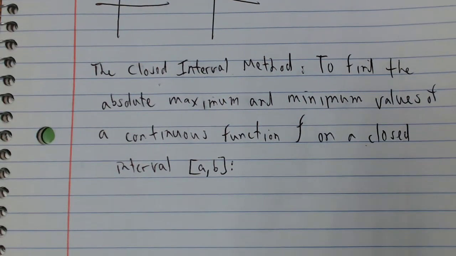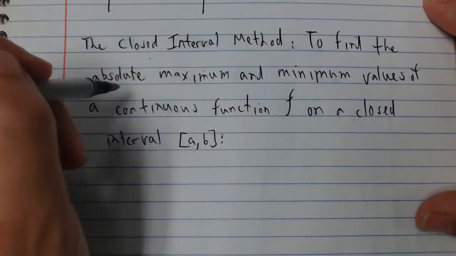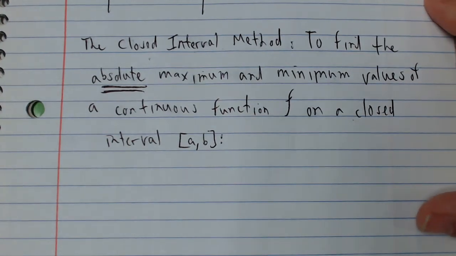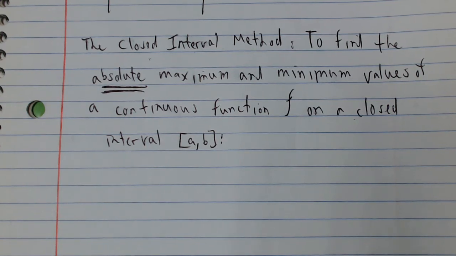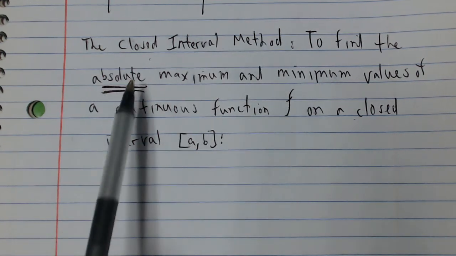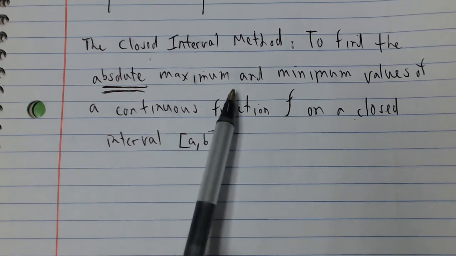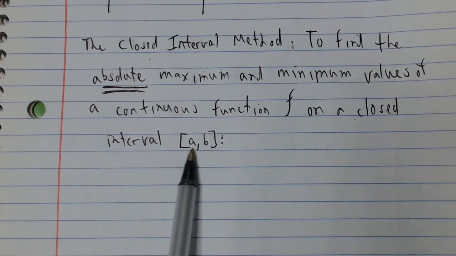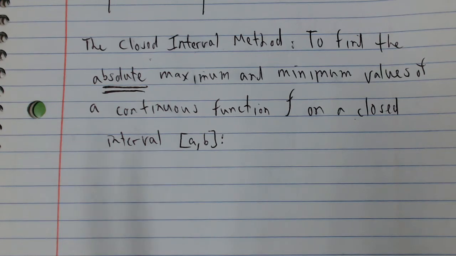Now, one thing I want to underline here, remember, the closed interval method is used to help us find the absolute maximum and minimum. Okay, so this isn't going to help us find local maxes and mins, because we're going to come up with other ways of finding local maxes and mins. So remember, this closed interval method is only going to be used for functions where you're trying to find its absolute maximum or minimum on some closed interval, okay? And of course, we know that the function has to be continuous on that closed interval, and here's how we're going to find it, okay?